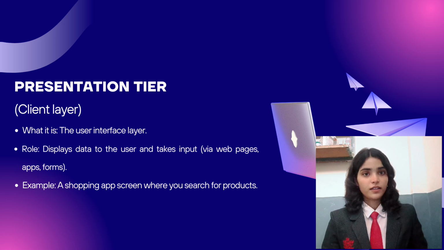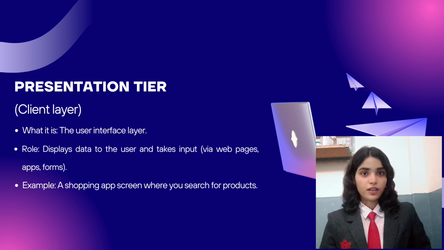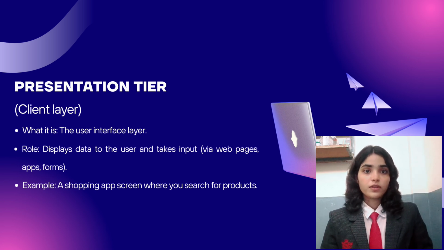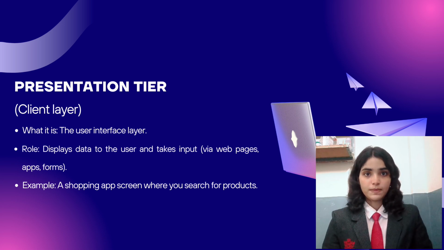Moving to the next slide, the first layer is the presentation tier. This is the user interface layer, meaning it's the part that we directly interact with. Its main job is to display information to the users and take inputs from them. It doesn't process or store any data itself. A simple example is when you open a shopping app, the screen where you search the products, view details, and add items to the cart is a part of the presentation tier. It's designed to be easy for the users to interact with.